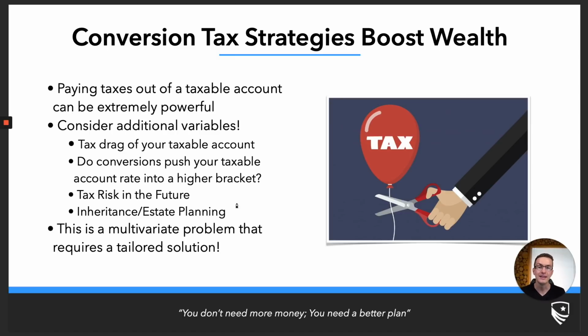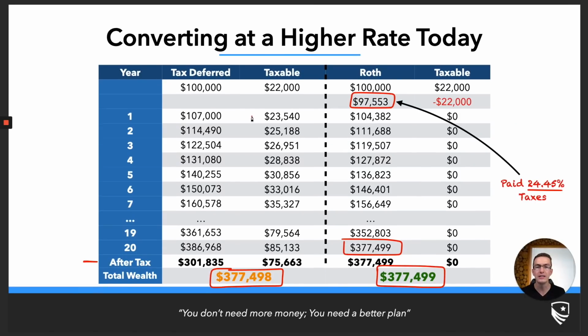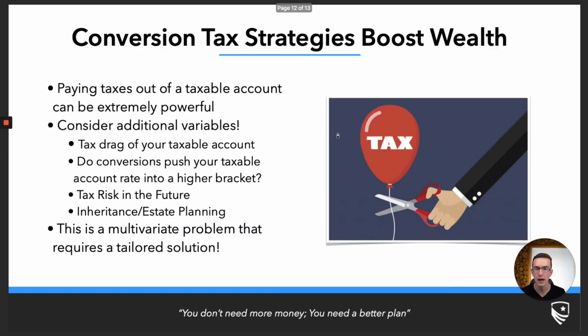So for instance, the tax drag of your taxable account. Right here, we are looking at there being no tax drag within this taxable account. If this person is paying dividends on an ongoing basis, if they are investing in mutual funds that have capital gains that they're having to pay taxes on on an ongoing basis, this will completely change the math, and you can likely pay quite a bit more in taxes with higher tax drag in that taxable account.